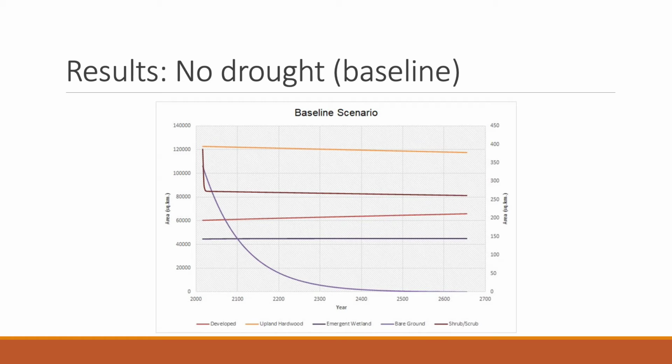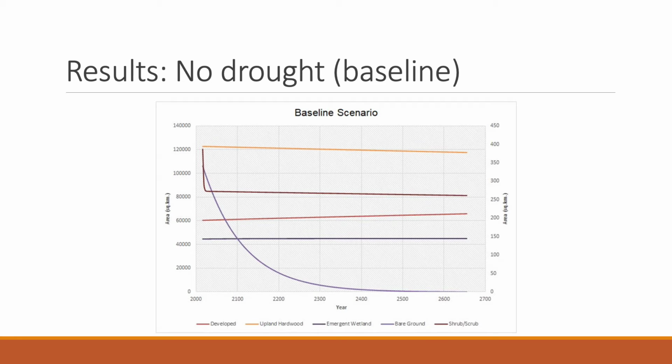Please note that bare ground and shrub scrub are plotted on the y-axis on the right since they're over an order of magnitude different than our other land cover types. So for the baseline scenario, we essentially lose all of our bare ground by 2655. You can see this severe drop over the next few hundred years.